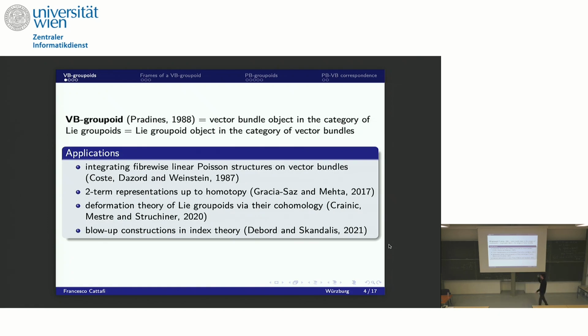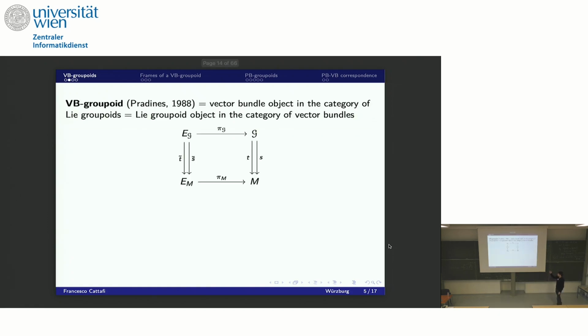Okay, so now what are VB-groupoids? In practice, they are objects like that. If you look at this diagram, on the right I have G over M, that's a Lie groupoid. On the left, I have EG over EM, that's also a Lie groupoid. Then on the top I have a vector bundle, and on the bottom I have another vector bundle.